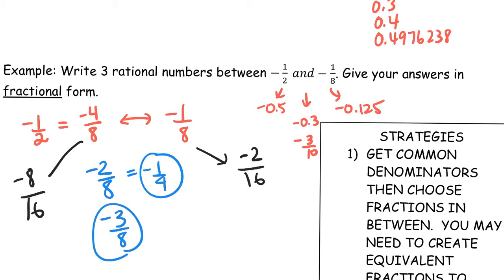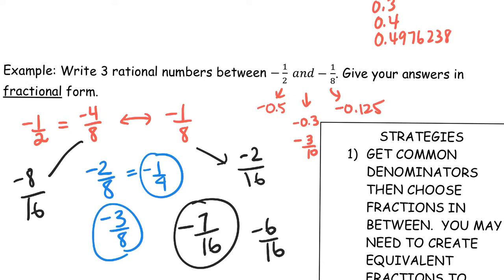And if you want to make your life simple, make ones that don't have to be reduced. So for example, I'm going to choose -7/16 because I know that that doesn't have to be reduced. Whereas if I choose -6/16, then I'm going to have to reduce that to -3/8. And you can, but it's just more work.